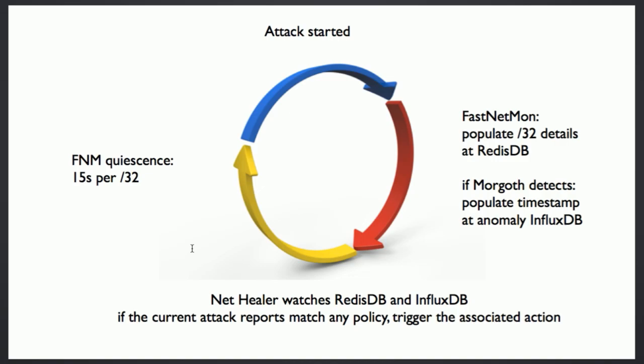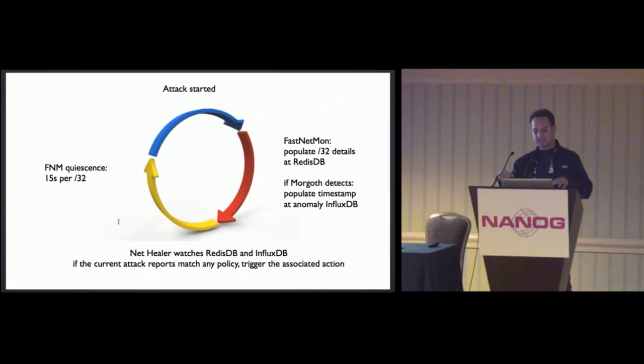So NetHealer is watching both those databases, and if it finds an attack report that matches any of the defined policies, it will trigger an action that is associated with that policy. Let's say that FastNetMon detected an attack. It went through the cycle to populate. It will sleep for 15 seconds. This 15 seconds is configurable. You can increase or decrease it, and this will increase or decrease the sensitivity as well. We found out that 15 seconds is okay for us, but we might want to lower it a little bit.